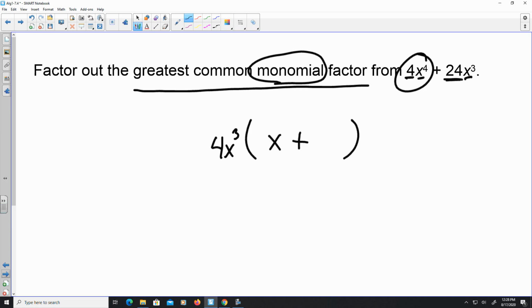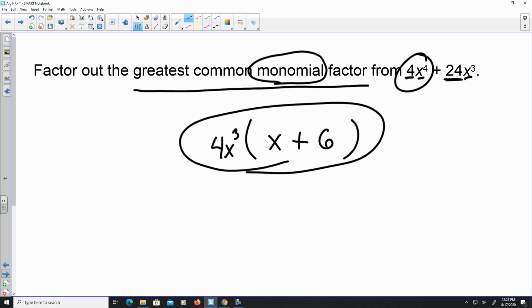There's a plus here, so I put plus. Now, 4x to the 3rd times what is going to get me 24x to the 3rd? In this case, it's going to be 6, because 4x to the 3rd times 6 is going to give me that 24x to the 3rd. And then this is my result. Because it's an expression, there's nothing else I need to solve for, so we leave it as that. If it was an equation, if we had an equal sign, we'd have to go further. But in this case, this is all we have to do in this situation.